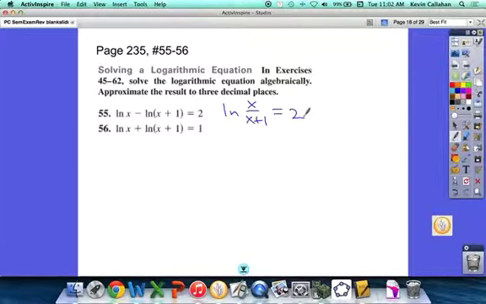Right, so you condense them into one, convert to an exponential. E squared equals this, and solve. What property would you use here? Yeah, then it would be ln of x times x plus 1 equals 1. E to the first equals this. Yeah, you will eventually.